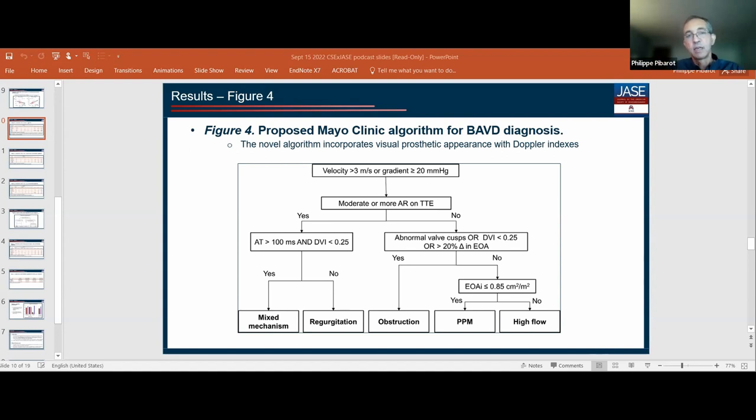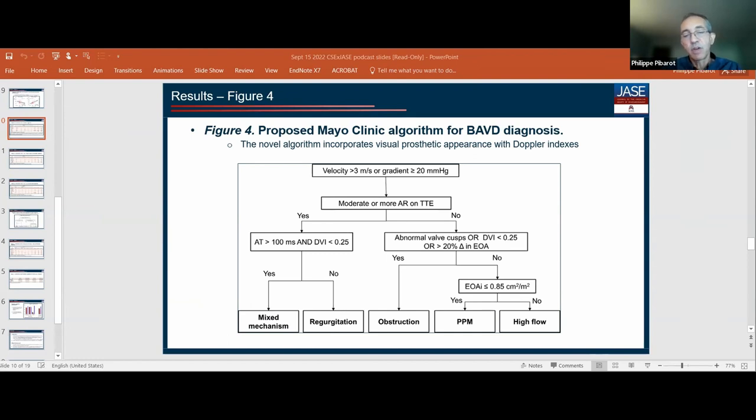The red flag for a bioprosthetic valve dysfunction is always high velocity or gradient. So when you have a peak velocity more than 3 or mean gradient more than 20 on an echo in a patient who has a prosthetic valve, we're always concerned: what's happening? Is this a dysfunction? Is this a mismatch? And yes, the differential diagnosis with a prosthetic valve is much more complex than with a native valve.